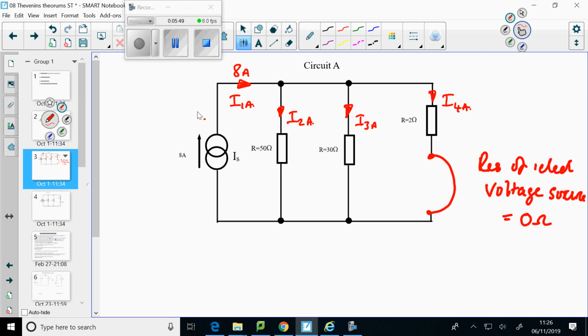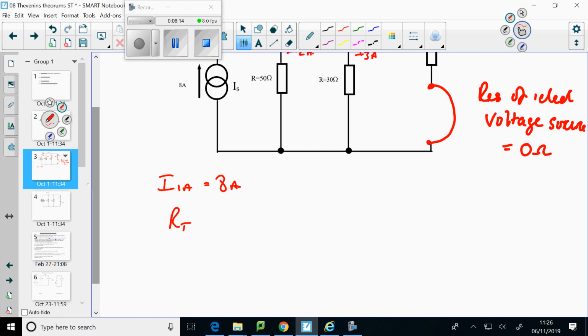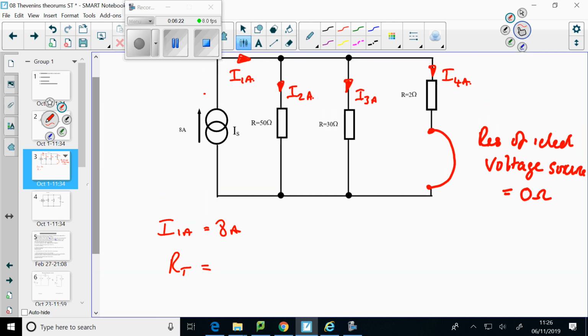Now, from that information, where can we start in terms of finding out something more meaningful? We already know I1A is 8 amps. What else can we find? Yeah, if we find the total resistance, how do I do that? What type of circuit have we got with those 3 resistors? Parallel. They are all in parallel, yeah?